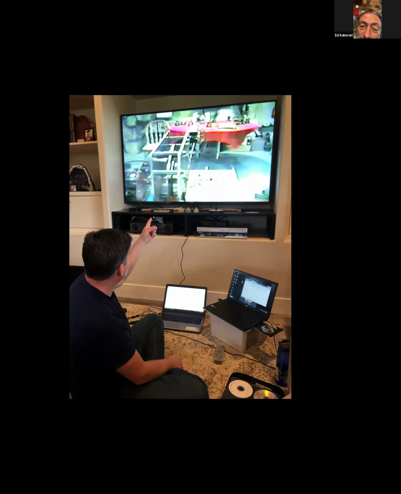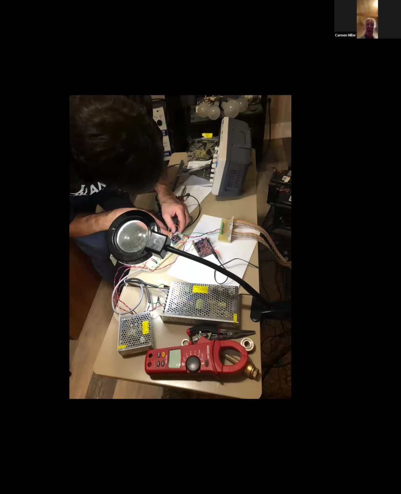We're copying all the old VHS and stuff to DVDs, converting them from VHS to DVD here. Awesome. And I have about another eight boxes that need to be converted from VHS to DVD before it gets lost. That's amazing.